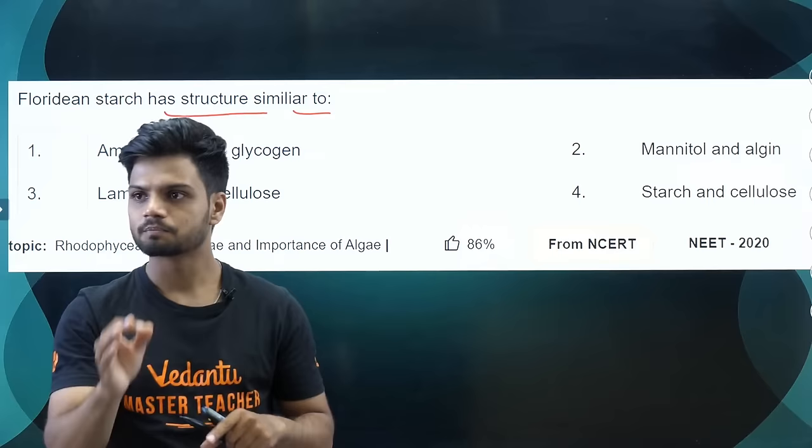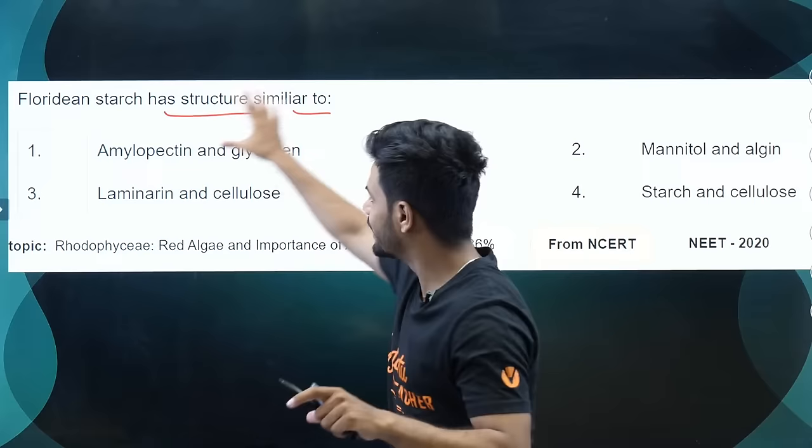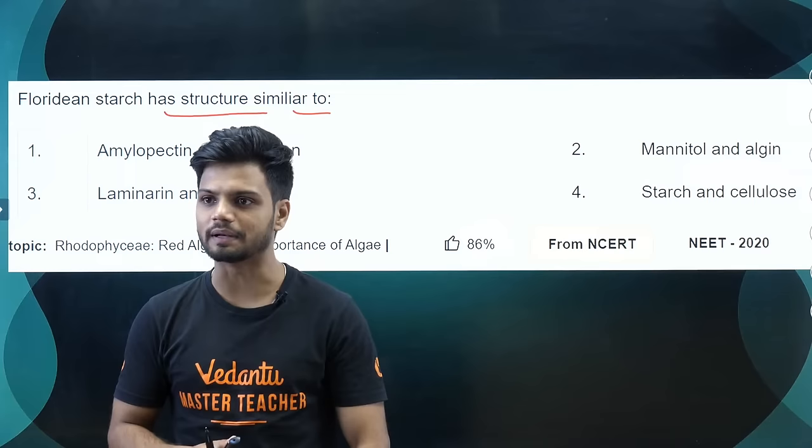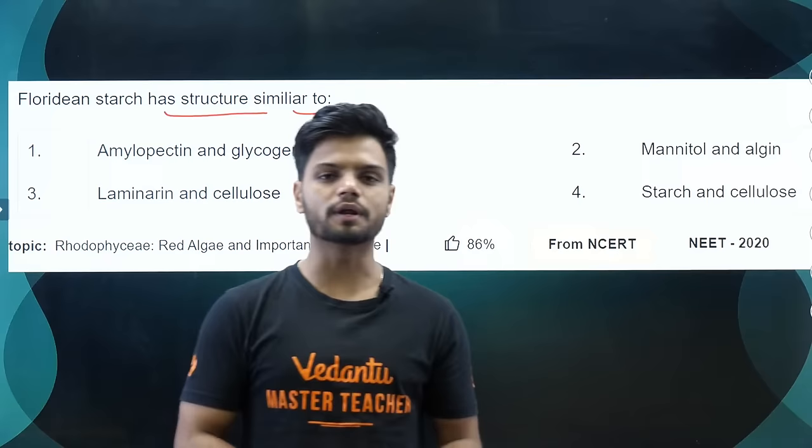Where do you find the Floridian starch? First question, then you answer this question later on. First, tell me, where do you find Floridian starch? Floridian starch is mainly found in your red algae, also called your rhodophyceae.